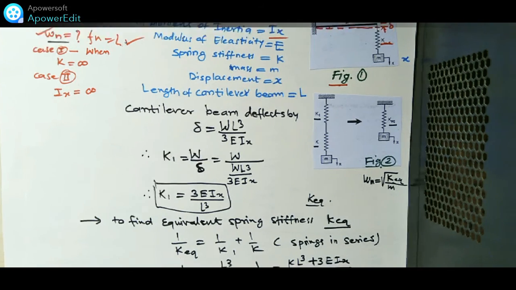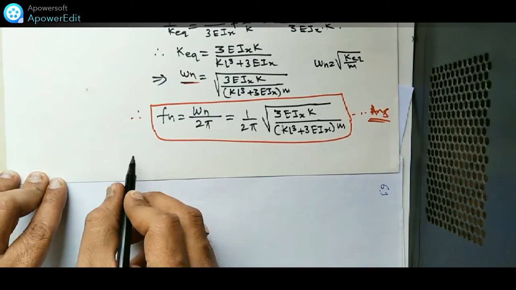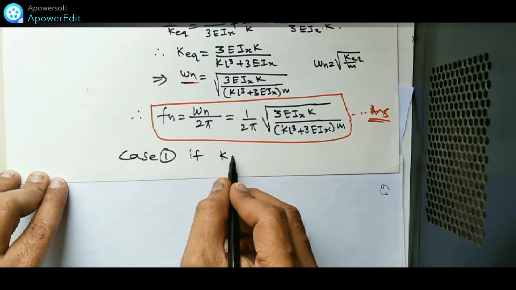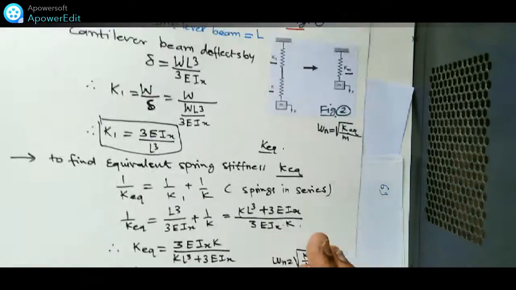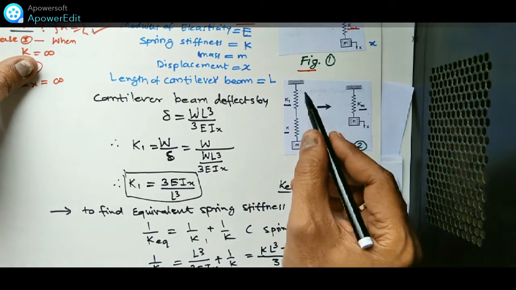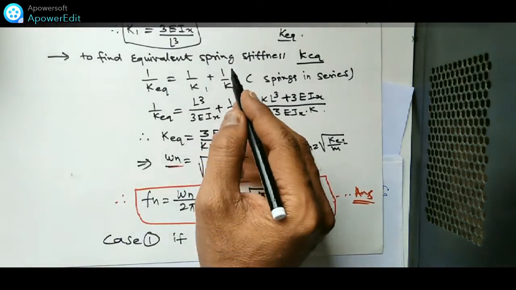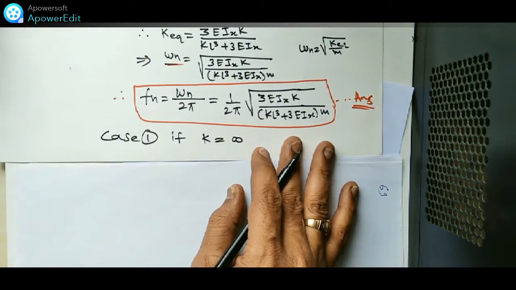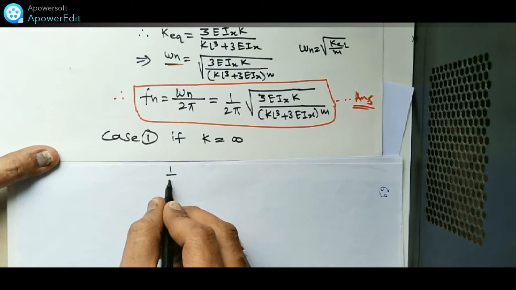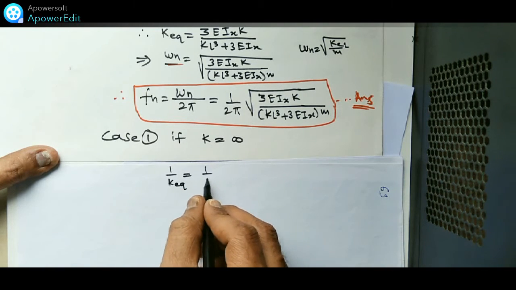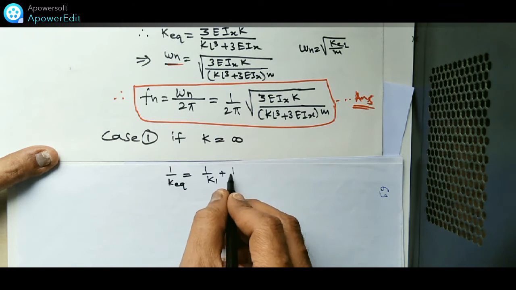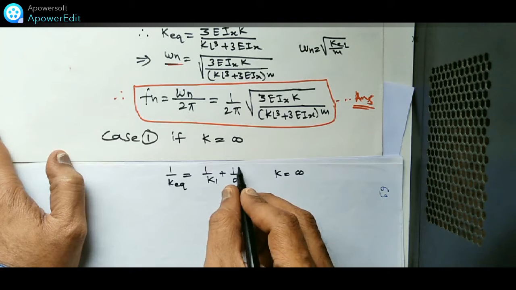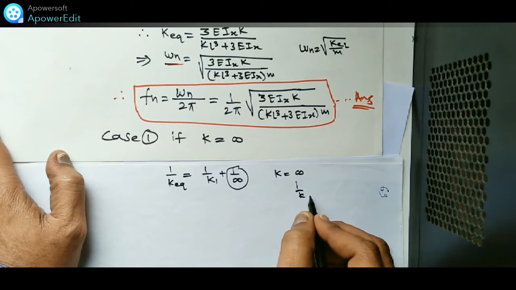Now in case 1, if K is equal to infinite, the K1 and K2 values are there, and just putting this value of K as infinite in this equation, what will we get? I'll write that equation again: 1 upon K equivalent is equal to 1 upon K1 plus 1 upon infinite, as K is equal to infinite. So what will happen in this one? This term, 1 upon K, becomes 0.